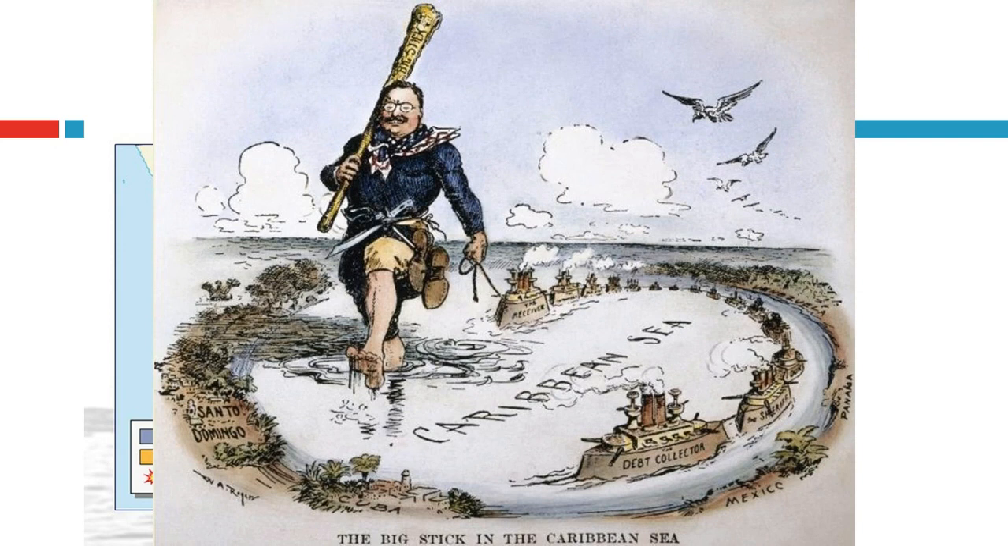And so, you kind of have this idea that I think they call it a Yankee Lake in the American pageant, that being the Caribbean.